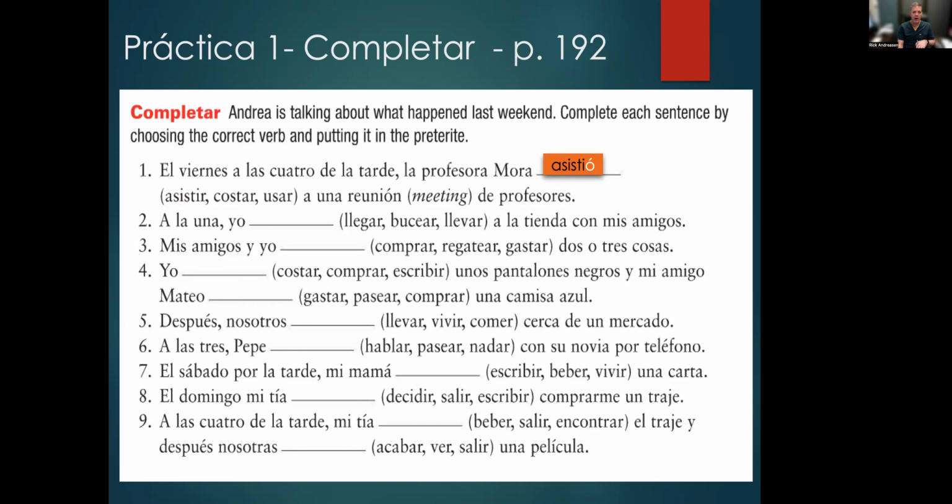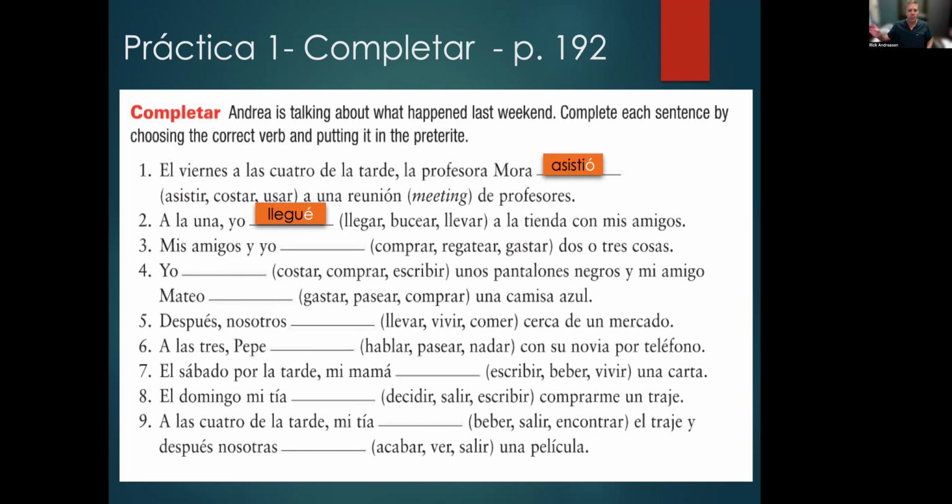Número 2, a la 1, yo blank a la tienda con mis amigos. So something happened at the store with your friends at 1 o'clock, and it's going to be llegar. So the yo form of llegar is llegué. That's one that we talked about. In order to make it written like it's pronounced, that mandatory silent U is added there. So llegué. Número 3.